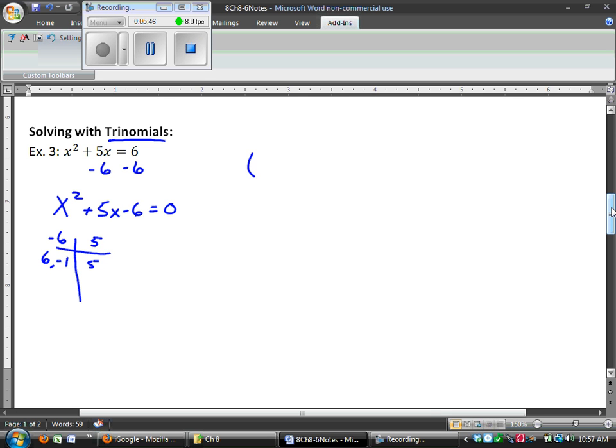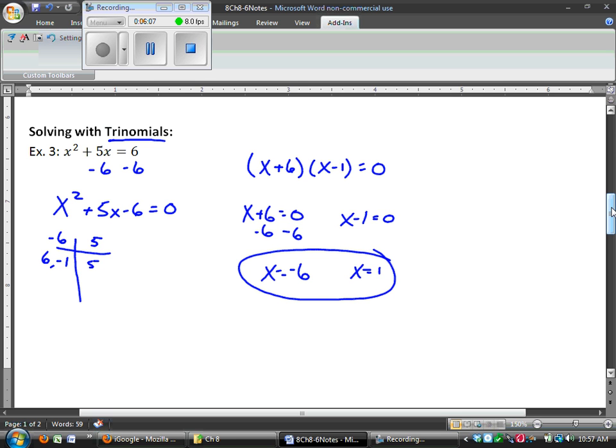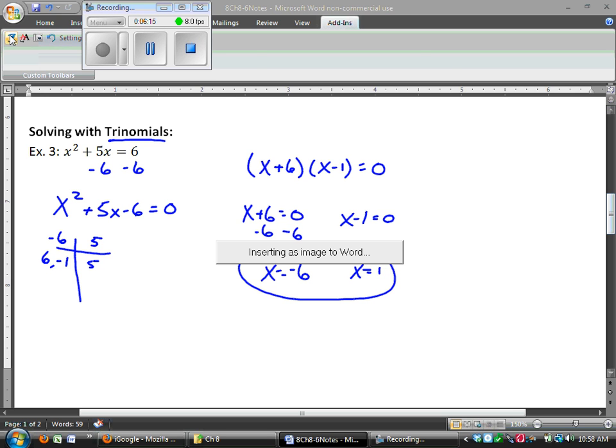So I know that x plus 6 times x minus 1 equals 0. Set each of those equal to 0: x plus 6 equals 0, x minus 1 equals 0. Solve for x, so that x equals negative 6 and x equals 1. Notice I started out with an x squared at the beginning, so I got two solutions.